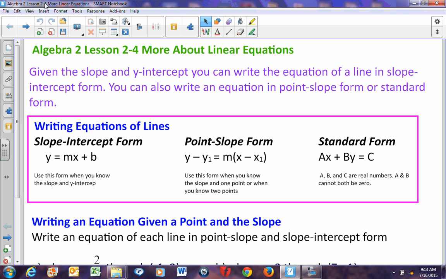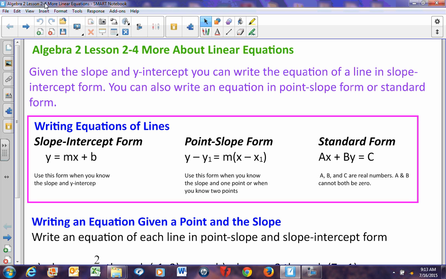Point-slope form is y minus y1 equals m times x minus x1. M is still the slope. x1 and y1 are the x-coordinate and the y-coordinate of the point that you're given. You use this form when you know the slope and one point, or when you know 2 points.